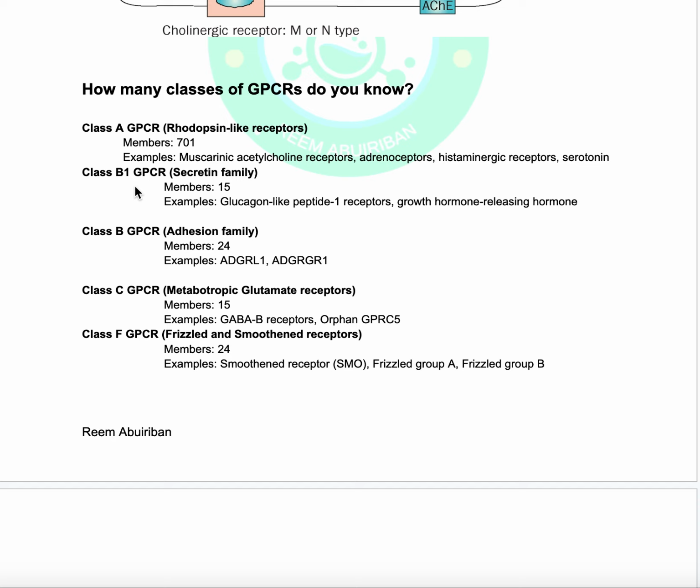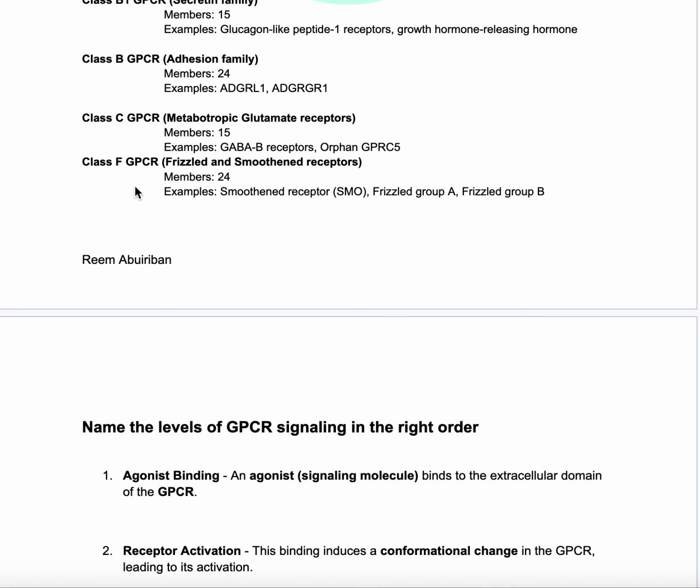So we can say class A GPCR, which is known as rhodopsin like receptors, has the largest number, 701, while class B2 adhesion family has 24 members, and also class F has 24 members, class B1 secretin family 15, and class C glutamate receptors 15. You can see how we can memorize these classes of GPCR. This is question number 2.